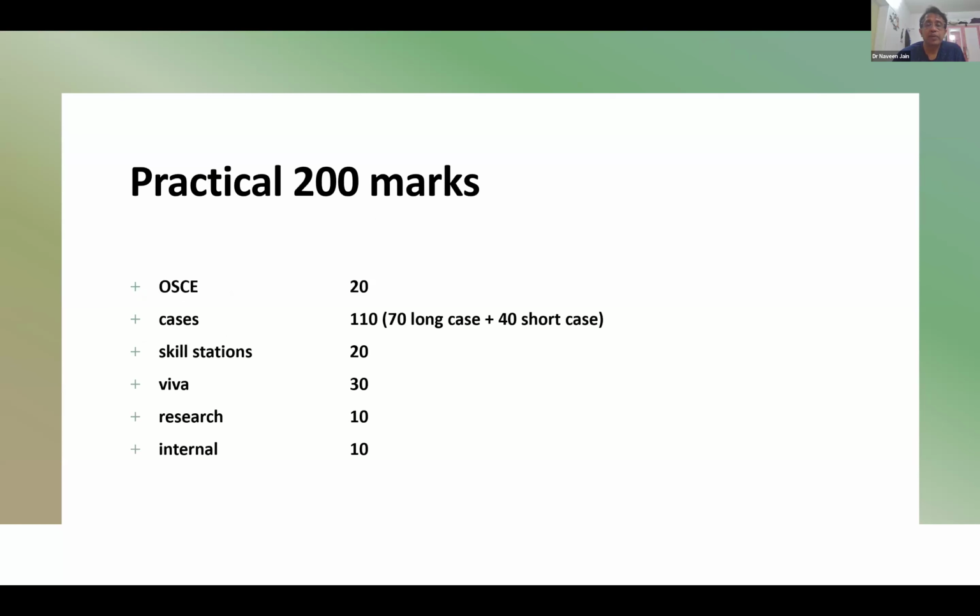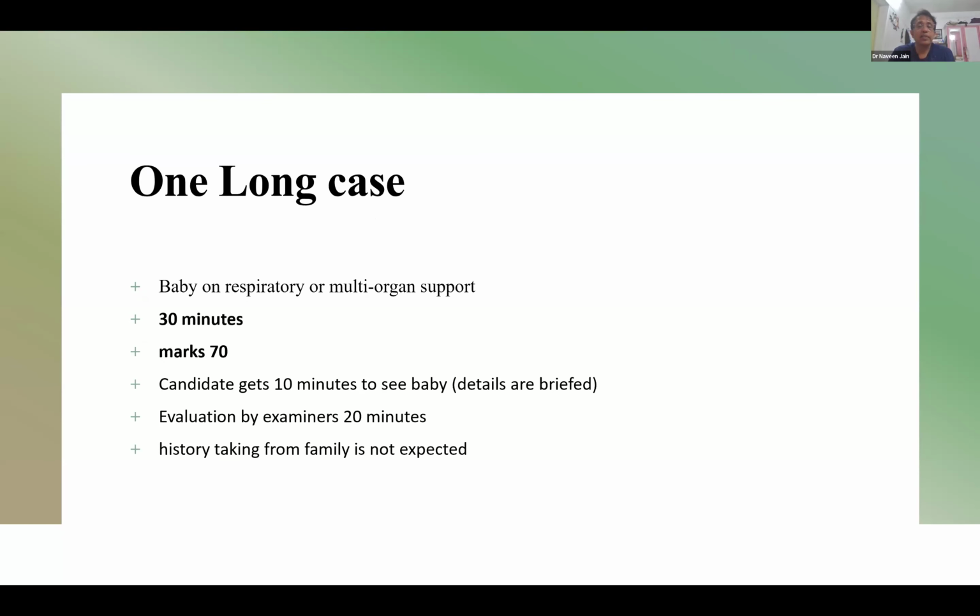For the practicals, this is the most important part you need to know, you will have 70 marks for the long case and 40 for the short case. The long case, this is for attention to my examiner colleagues also, would be a case who is on respiratory support or multi-organ support.